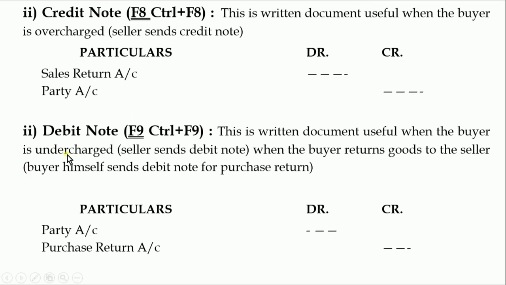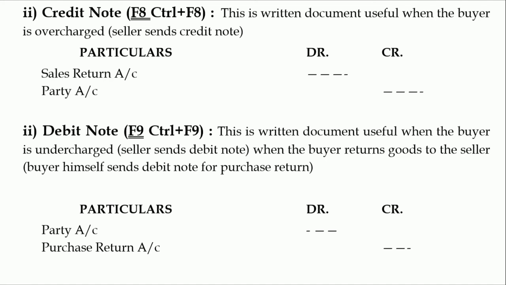As I said, credit note is related to customer. Debit note is related to creditors. And in the creditor's account, that will be debit, and for the customer account there will be a credit. And even for the purchase return, we will take the same debit note. Okay, purchase return account credit and party account debit.